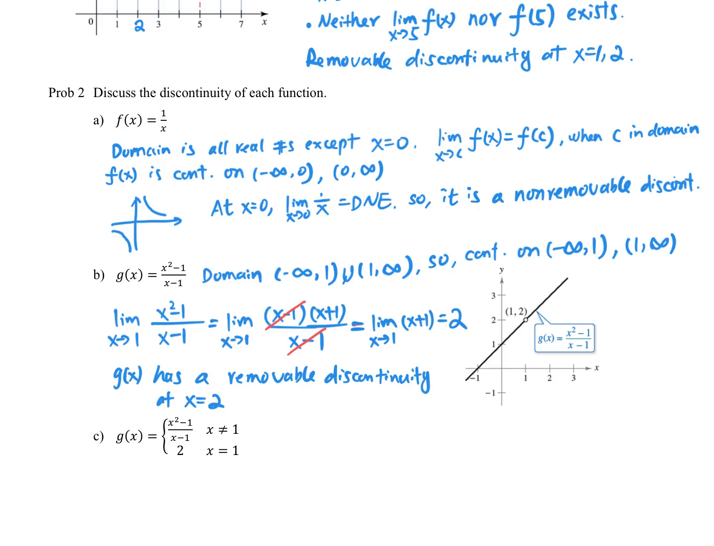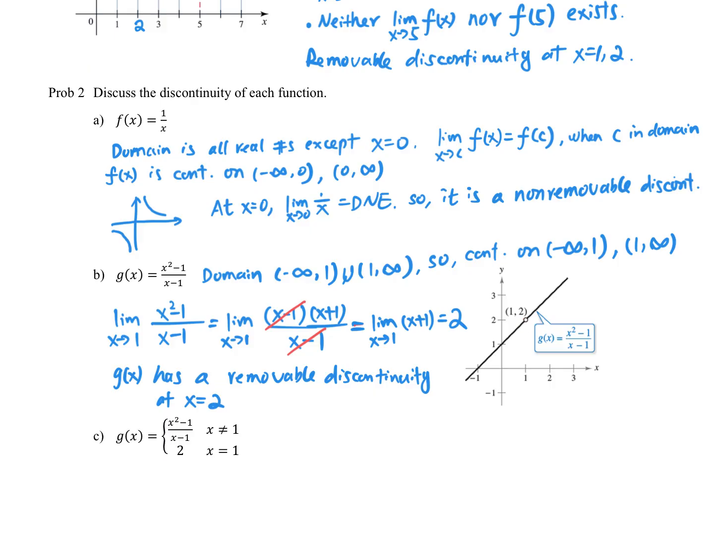And now you can look at the graph and verify that, right? The graph of this function is identical to the graph of x plus 1, except at x equals 1. When x equals 1, it's not defined. So there's a circle, and you can see that it's a removable discontinuity.